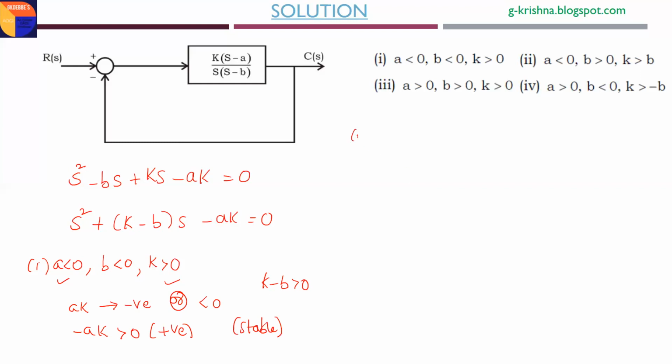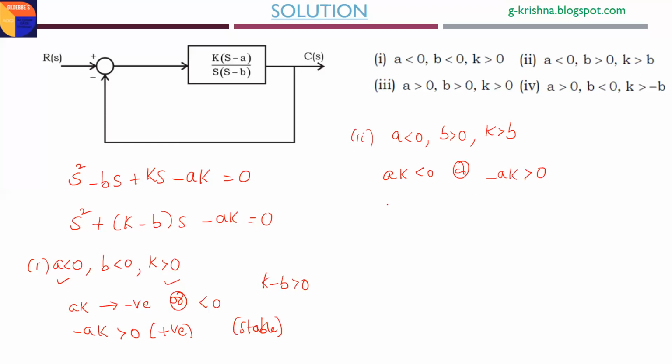Let us go for the second case. What is the second case they have given? A less than 0, B greater than 0, K greater than B. If you take A less than 0, K greater than B, and B is already greater than 0, what happens now? A less than 0 means A is negative, B is already taken as positive, and K greater than B means AK will be negative, or minus AK will be greater than 0.